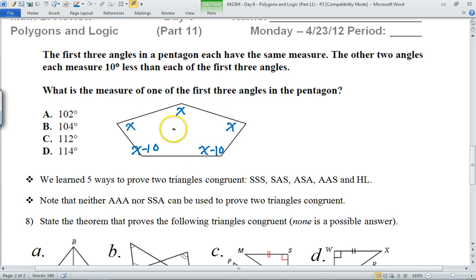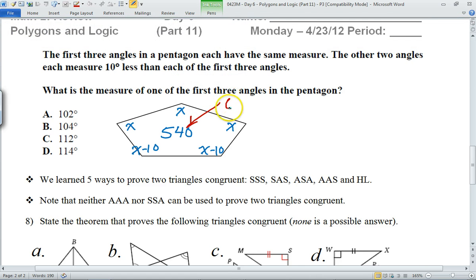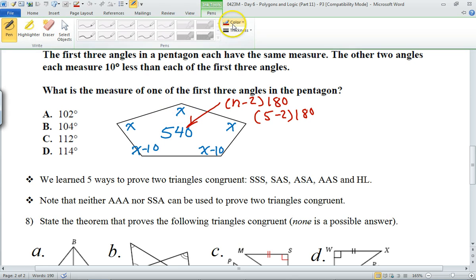Now, to make an equation, it would be helpful to know the total degrees inside of this figure. We already did this on problem number 1. So look back at problem number 1 and tell me the total degrees. Looking back, the total degrees was 540. We got that by doing our formula n minus 2 times 180, so 5 minus 2 times 180. Once we have the total degrees, we can make an equation.